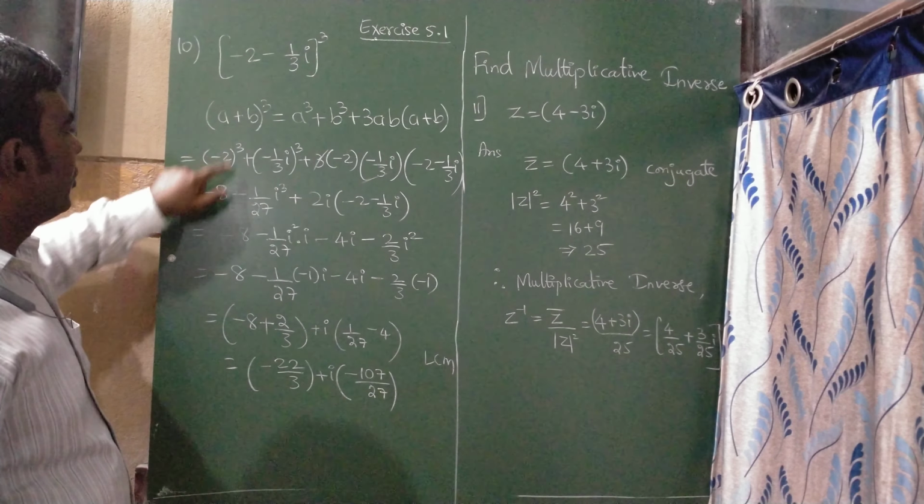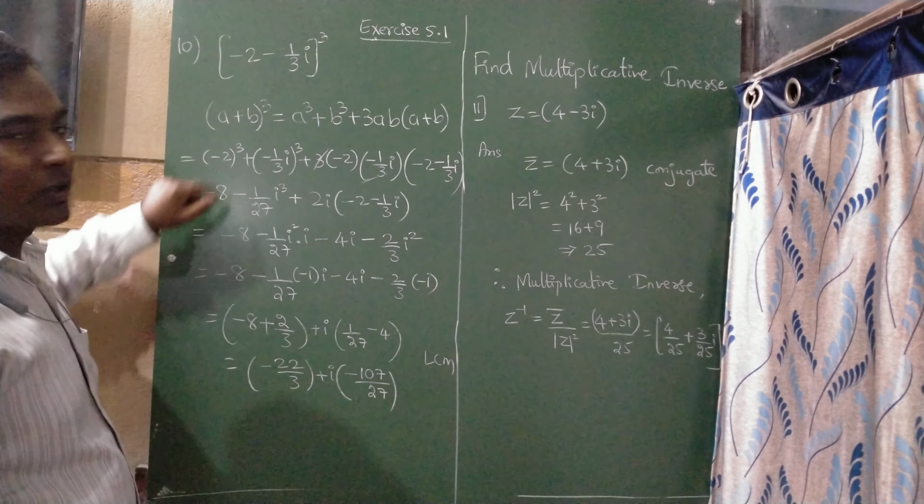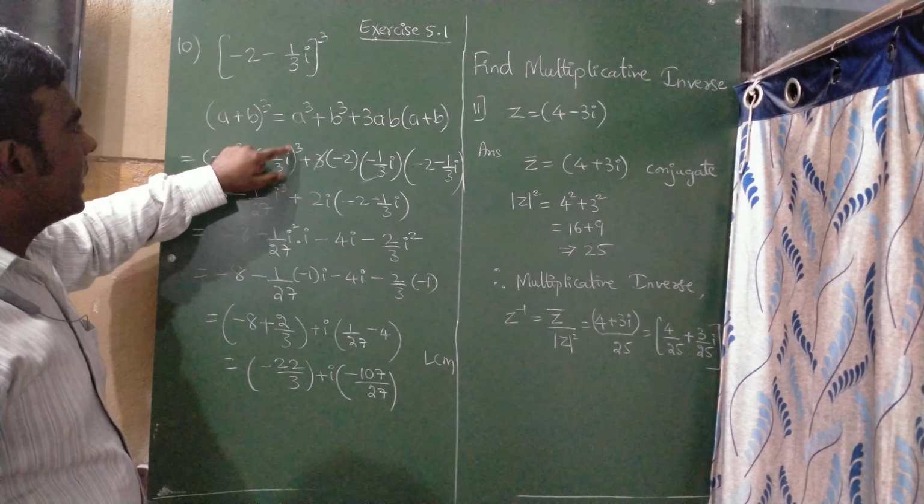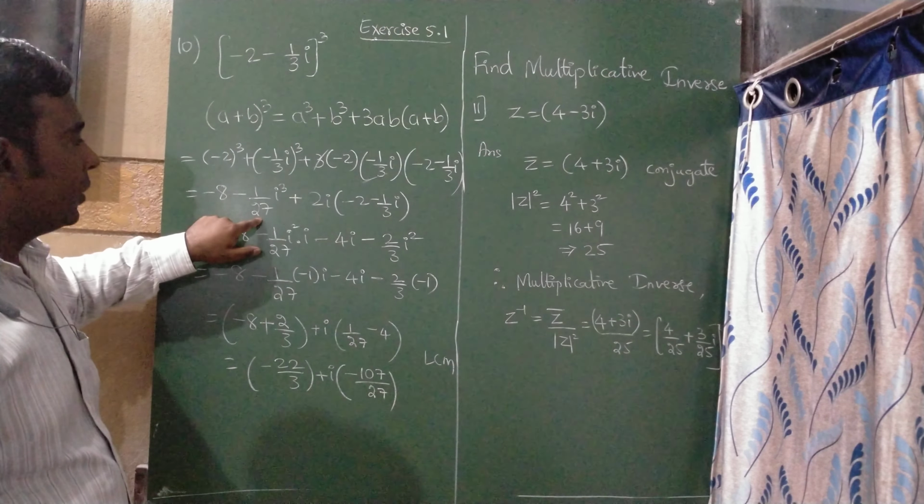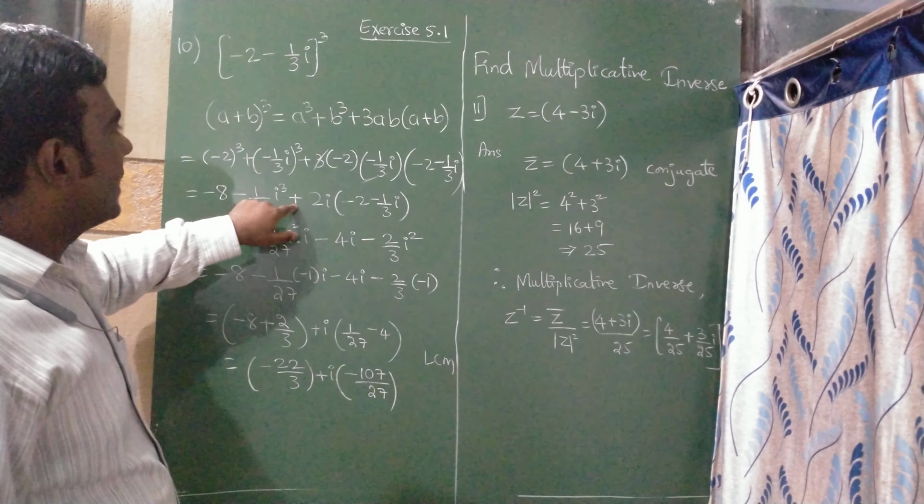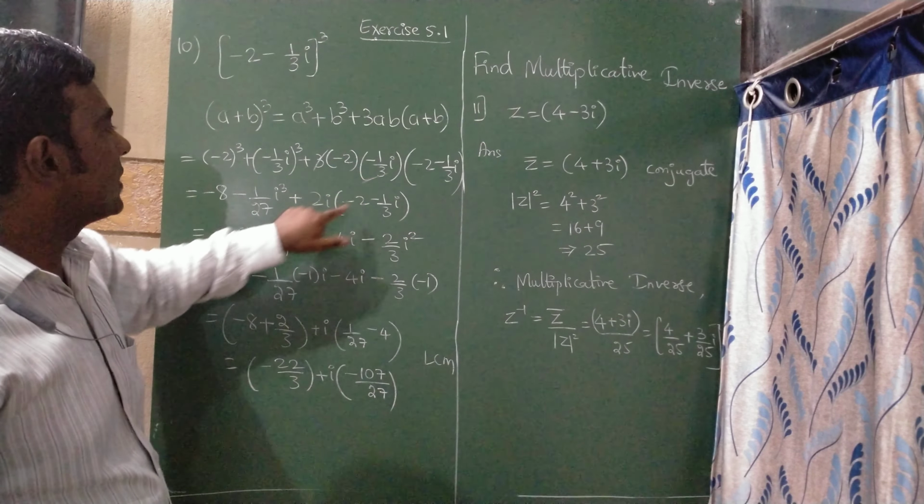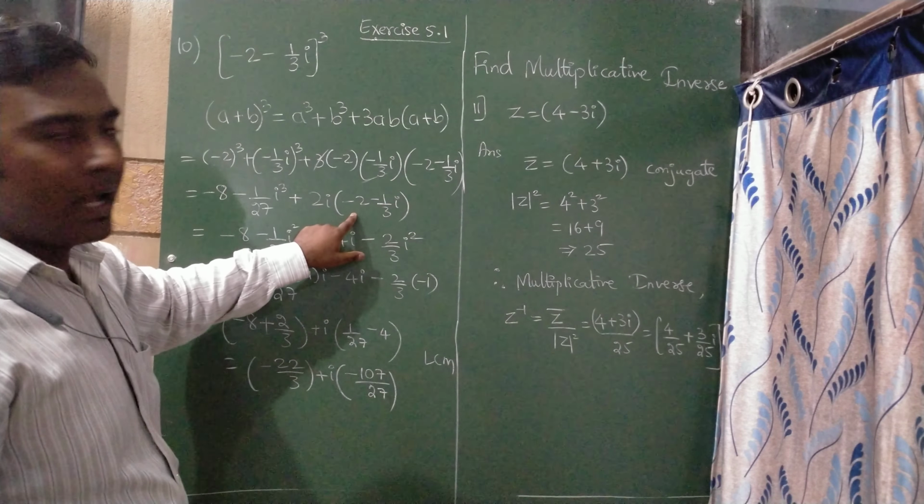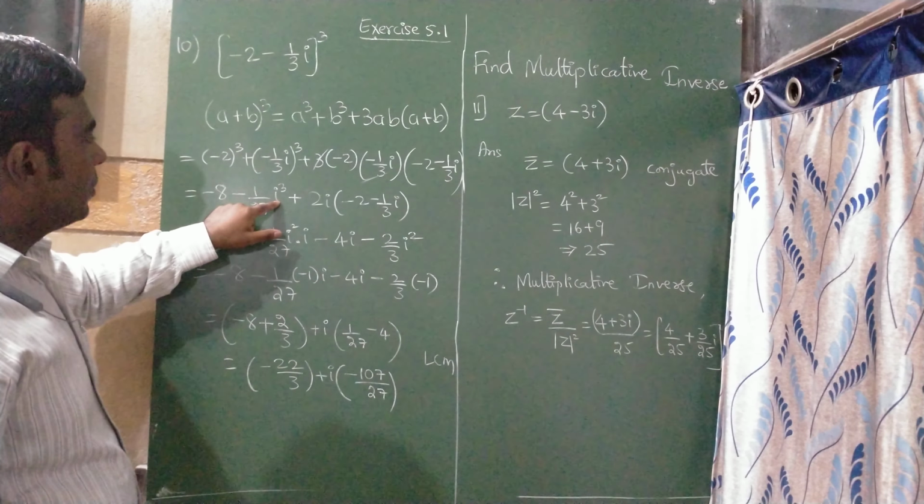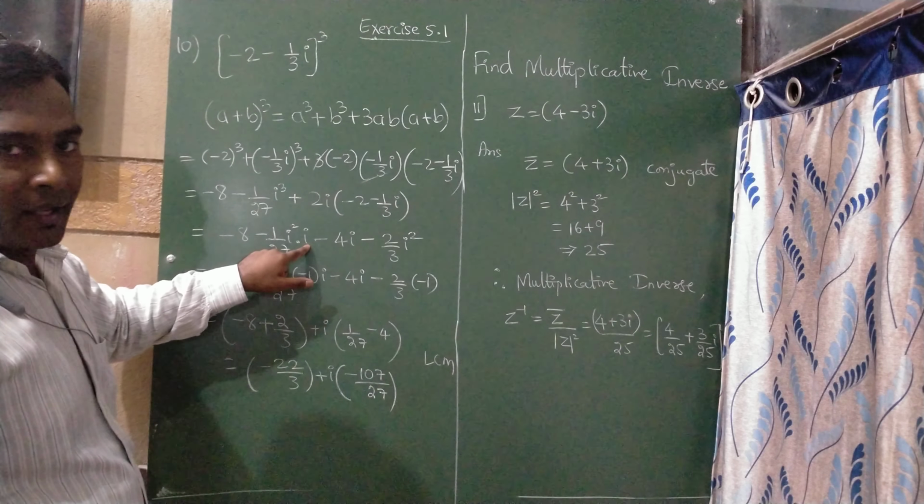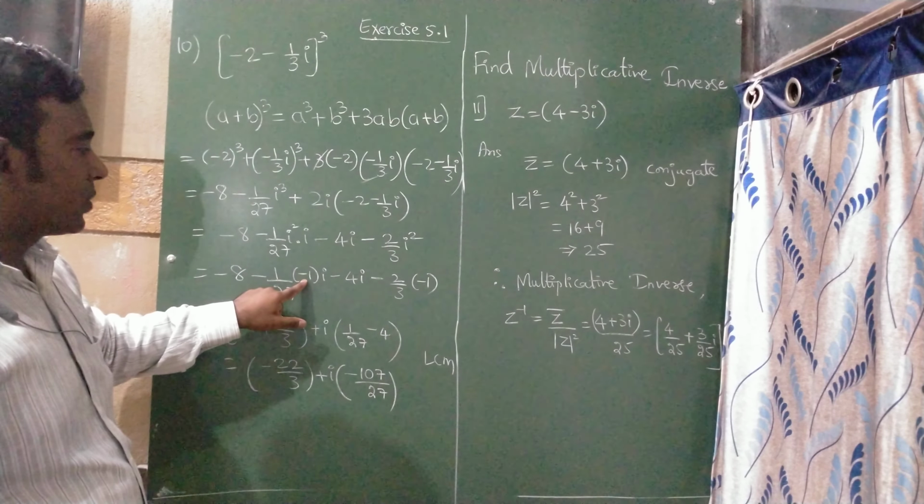Here, -2 cube means it is -8. 2 2s are 4, 4 2s are 8. So -8. 3 3s are 9, 9 3s are 27. So -1 upon 27 i cube, plus this 3 and this 3 get cancelled. Minus into minus will become plus. 2 1s are 2i. This I have written as it is. Now i cube can be written as i square into i. Now i square is nothing but -1.